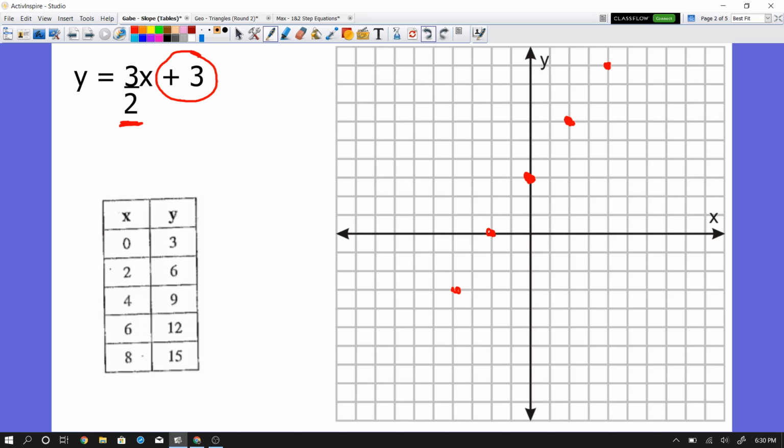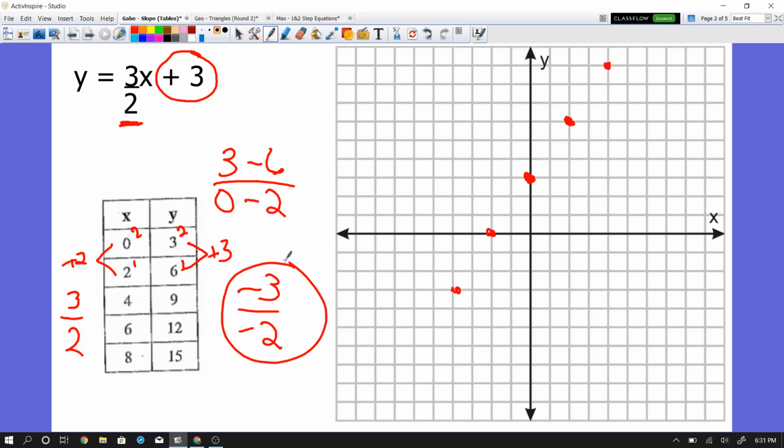So let's talk about how to find slope. You can always just find the change. 3 to 6 is plus 3, and then 0 to 2 is plus 2. You got 3 over 2. You can also label them your y2, y1, x2, x1, and use the formula. y2 is 3 minus y1, 6. x2 is 0 minus x1 is 2. Whenever you subtract this, you'll get negative 3 over negative 2, which is exactly what we use to make the line go down, and this is what we use to make the line go up. That routine will never change.